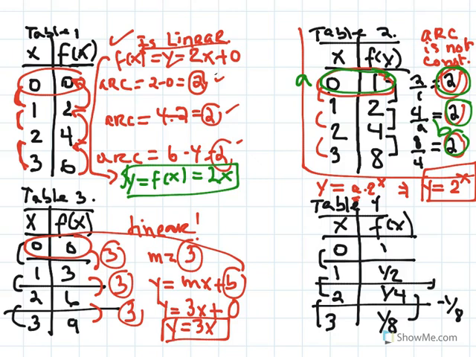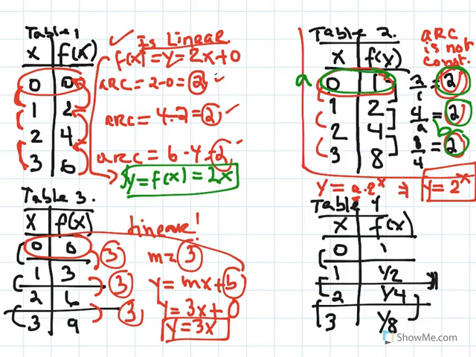And if you subtract 1/4 minus 1/2, the answer is negative 1/4. So the average rate of change is not constant in table 4. So the function in table 4 is not linear. So what I'm going to do is erase these, and we're going to check if this function is in fact an exponential.